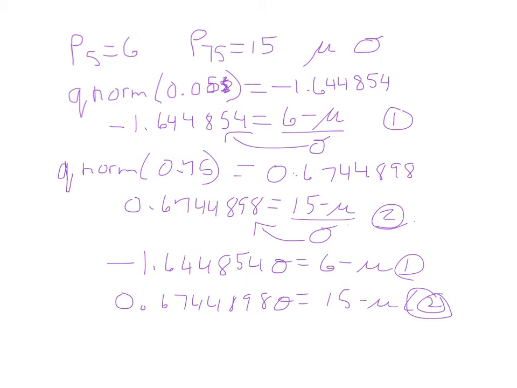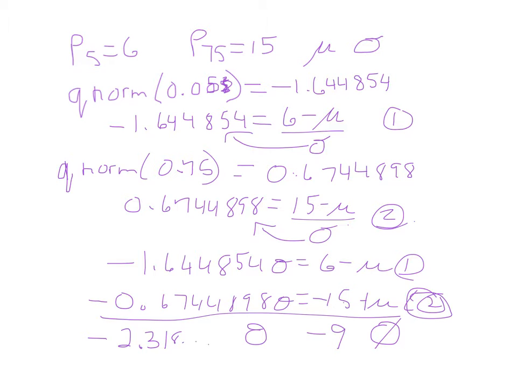Then what I would do is go through the last equation and change all the signs so that if I add these up, the mu is going to cancel out. I'm going to get 6 minus 15, which is minus 9, and here I'm going to get negative 2.318, blah, blah, blah. You can add those up, okay? So sigma is what you get if you take minus 9 and divide by that value. Then you can go back into the equation again to find the mu.